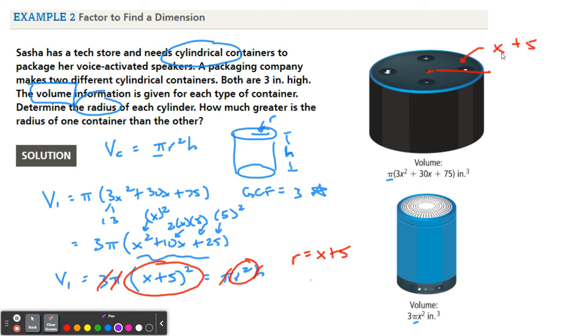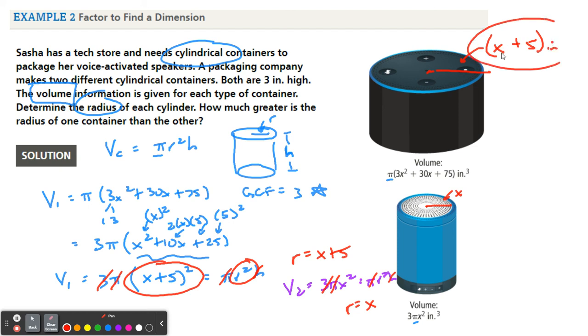Okay, so now what about the second can? Volume 2 is 3 pi x squared. There's no factoring to do. How does that compare to pi r squared h? Well, pi is pi, the height is 3, so your r squared is x squared. So your radius is x. So there are the radii of these two: x plus 5 inches and x inches.